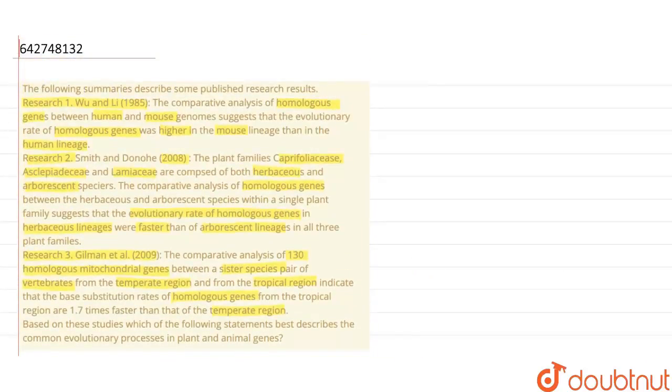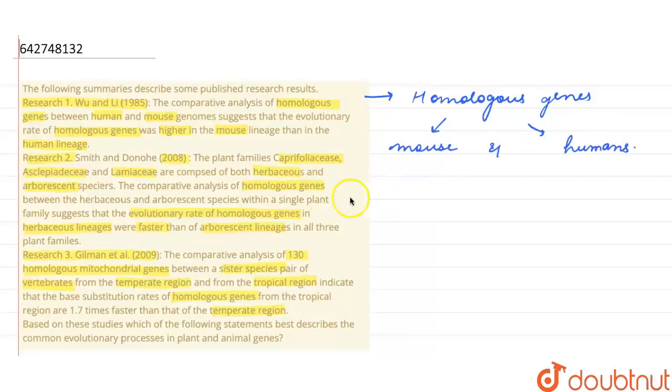Why is it? Let's see. In the first research, the homologous genes were studied between a mouse and humans. And in the second research, the homologous genes were studied between herbaceous plants and arborescent plants. Herbaceous plants will include the herbs, whereas the arborescent plants will include the plants that look like trees, right? So their homologous genes were studied.